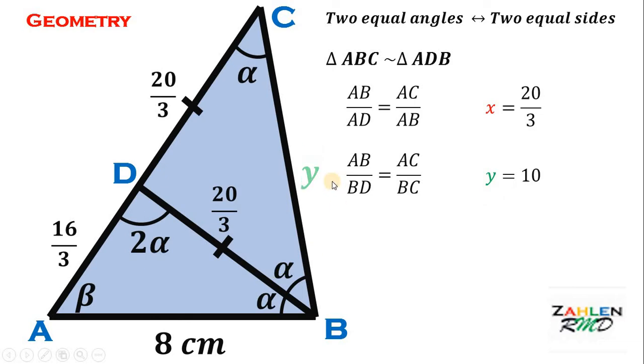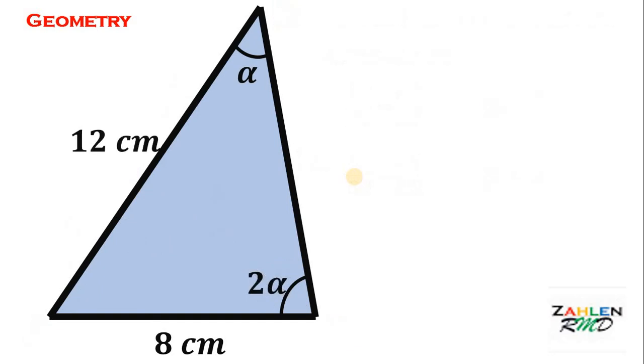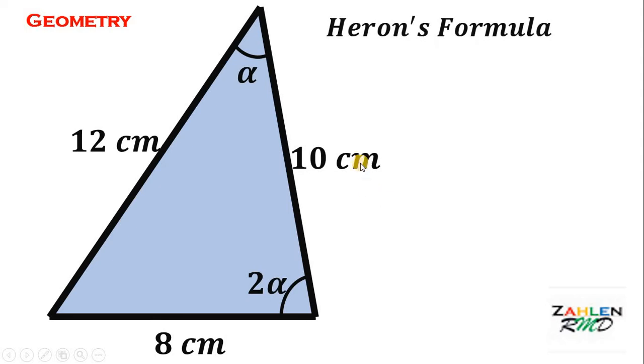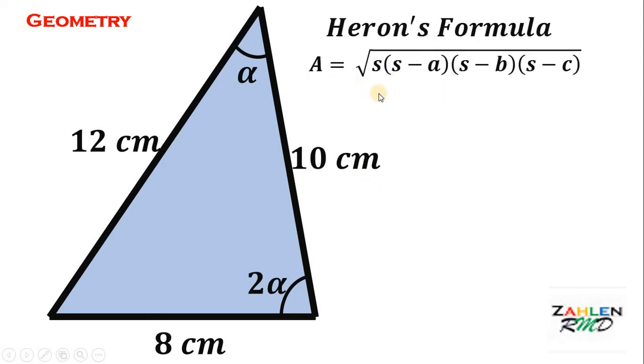Now we can replace this y with 10. Going back to our original diagram, we can say that this side must be equal to 10 centimeters. Now since we have the length of each side of this triangle, we can find its area using Heron's formula. Heron's formula is equal to the square root of s multiplied by s minus a multiplied by s minus b multiplied by s minus c, wherein s is the semi-perimeter and a, b, and c are the lengths of the sides of the triangle.